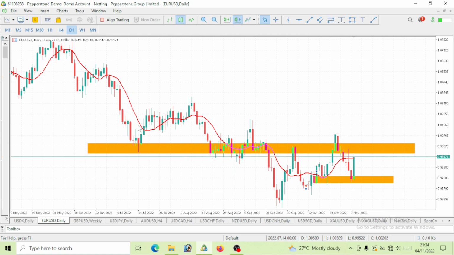We will be taking a look at our USD for this week, which we will look at through Euro USD, GBP USD, and USD JPY.